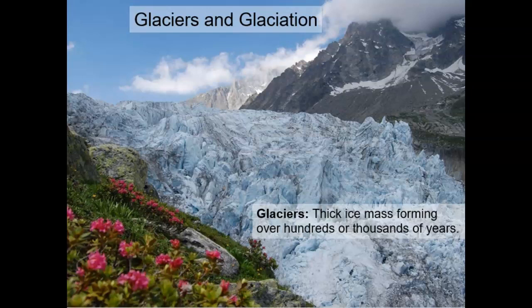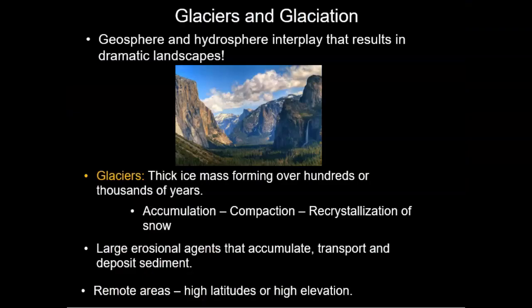A glacier itself is a thick mass of ice that forms over hundreds or thousands of years. Glaciers originate on land from the accumulation, compaction, and recrystallization of snow. Glaciers appear to us motionless, but they do in fact move. They move slowly, but they move. And like many of the other agents that we have seen thus far in the class, namely water and wind, glaciers can erode, they can transport, and they can deposit sediment as they move.